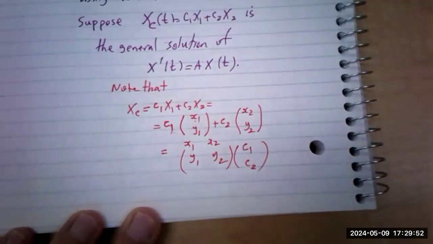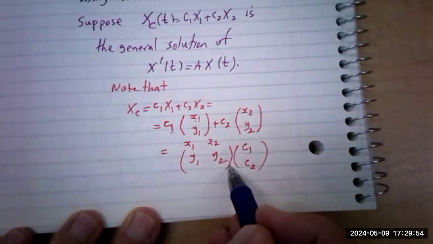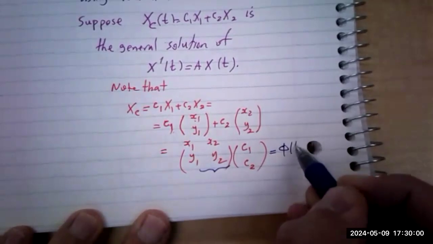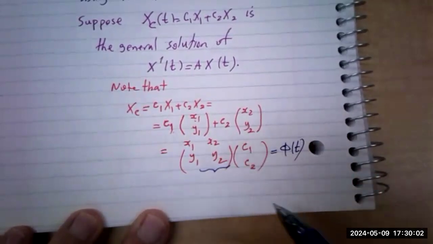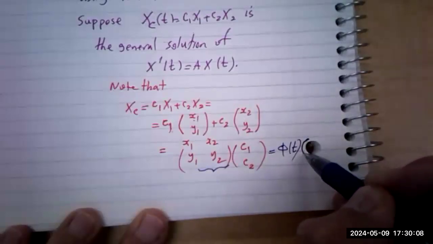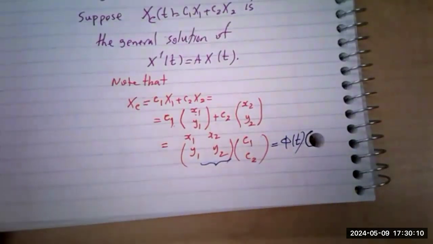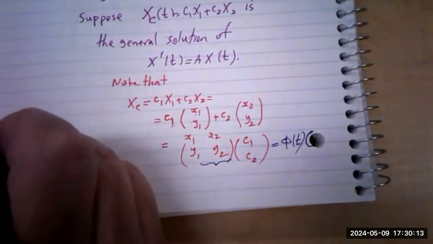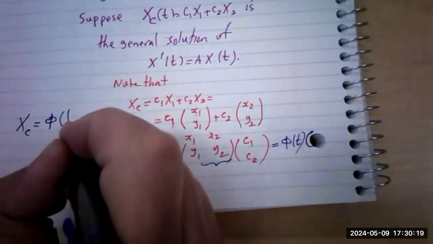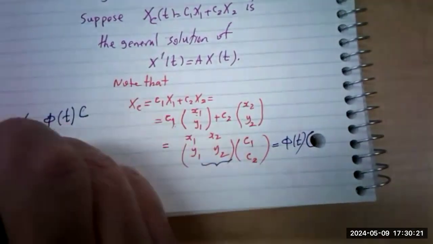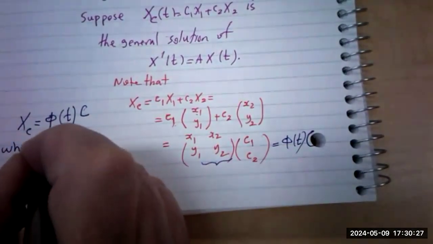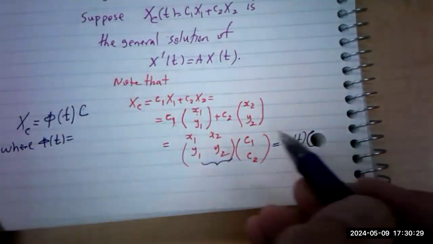So we are going to use a special notation. I'm going to call this matrix phi of t, and instead of c1 and c2, I'm going to use a constant vector c. I repeat it so that you can see it. The homogeneous solution is x_c equal to phi of t times c, where phi of t is just the solution matrix.